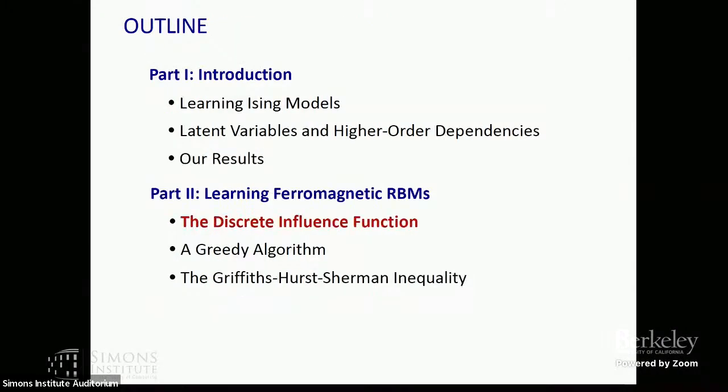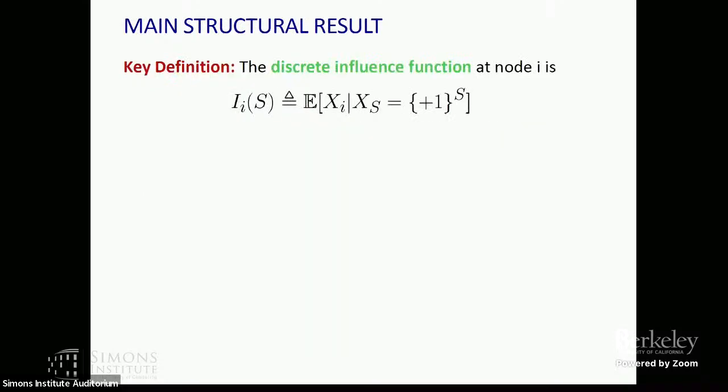Okay, so let me roll up my sleeves and tell you about a really cool technical connection that was definitely news to me. The way that we're going to give a simple greedy algorithm for learning these ferromagnetic RBMs is through analyzing the properties of this particular function, which is called the discrete influence function.